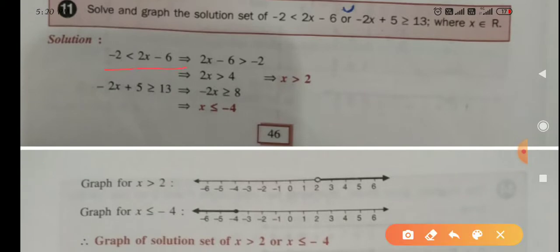Minus 2 is less than 2x minus 6. Solve it. Constant on one side. So they are actually taking RHS into LHS and LHS into RHS. Yesterday I told you the property: the inequality sign will change if you do so.